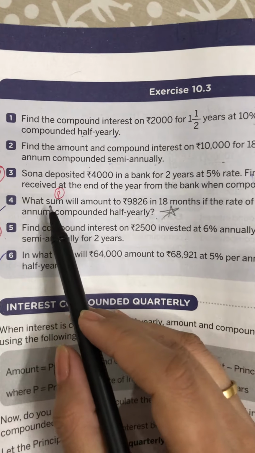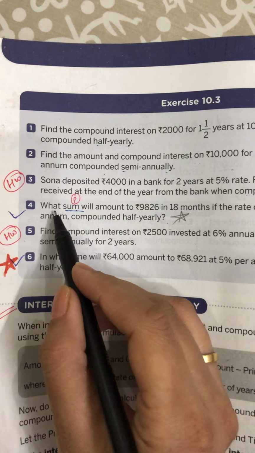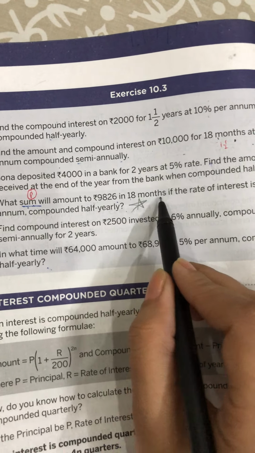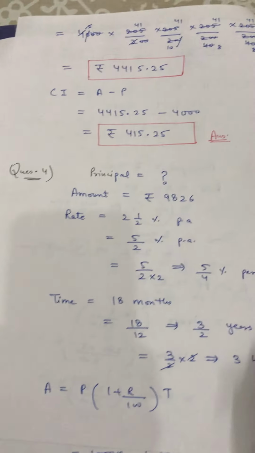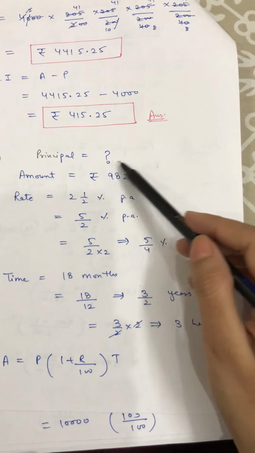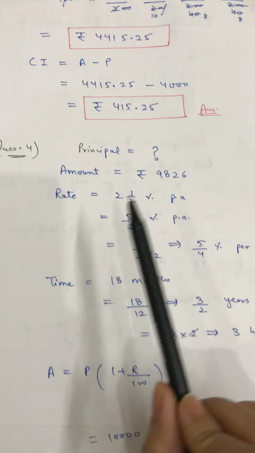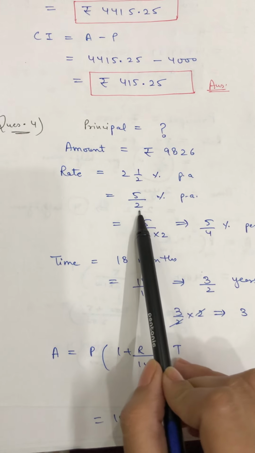In this question, they are saying what sum? It means you have to find out the sum, the principal. Amount is given, rate is given, and time is given. Now you have to find out the principal. So principal you don't know, you have to find out. Amount is 9826, rate is 2 1 by 2. Open the mixed fraction, it is 5 by 2.